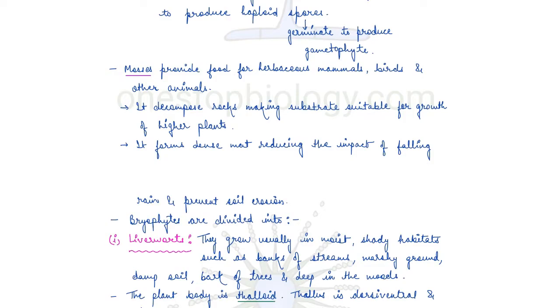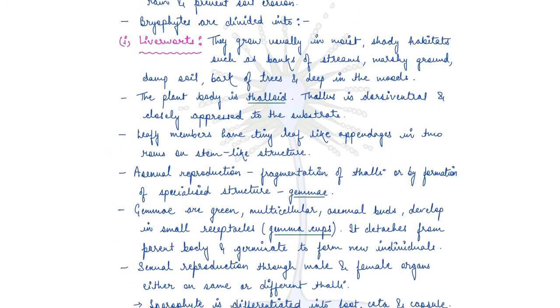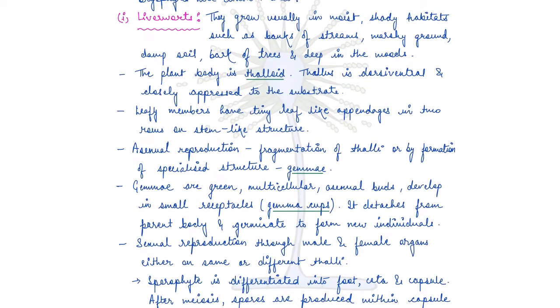Okay, so now these bryophytes, we have studied some very basic characteristic features of bryophytes. Now these bryophytes are divided into two types basically. The first type is a liverwort. Now what are liverworts? Since they are part of bryophytes, they have the basic feature, as you can see here, that they usually grow in moist shady habitats such as banks of streams, marshy ground, damp soil, bark of trees, or deep in the woods.